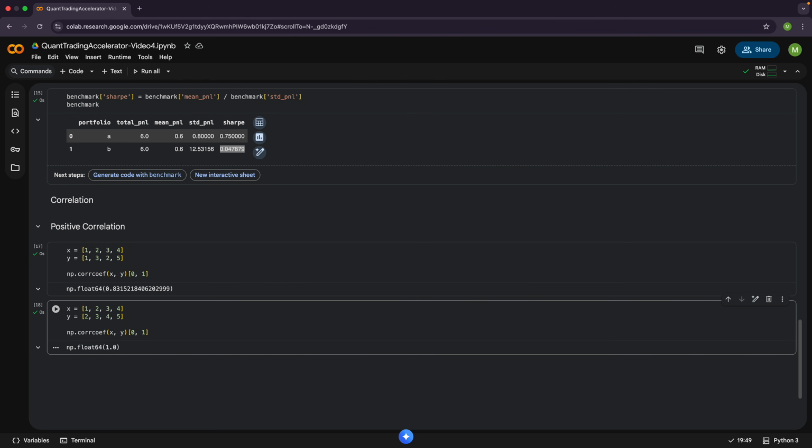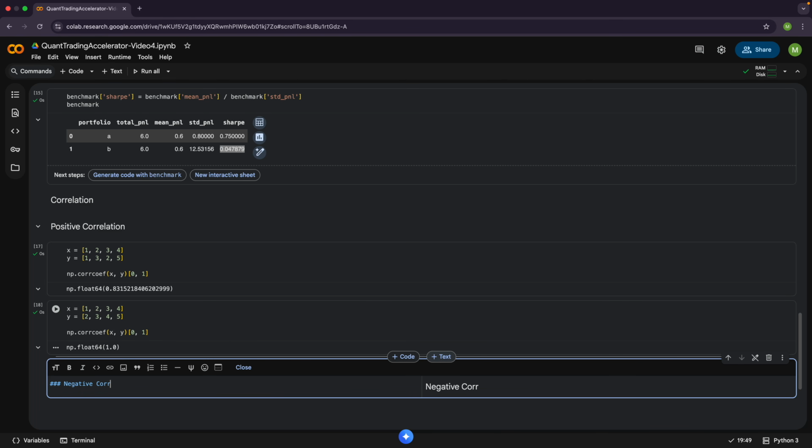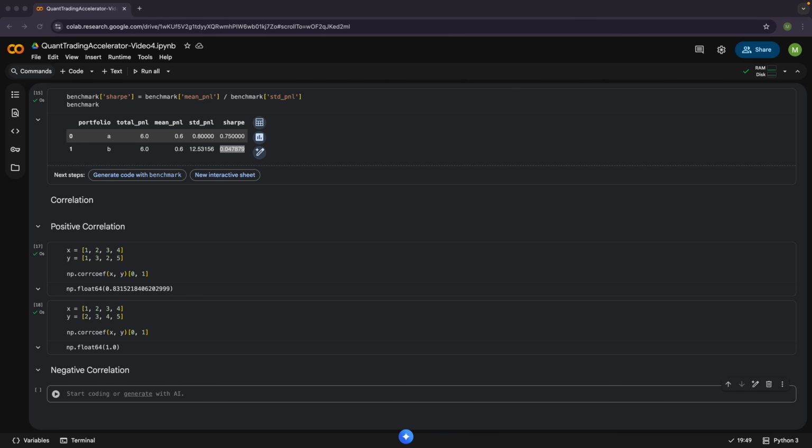So now we need to look into negative correlation. Again, I really encourage you to look at the maths of this. I'm not covering it here. I'm leaving it as an exercise to work out the maths and try to do the calculations yourself manually. It really gives you a very good intuition behind how it's calculated. So now let's look at the negative correlation. Okay.